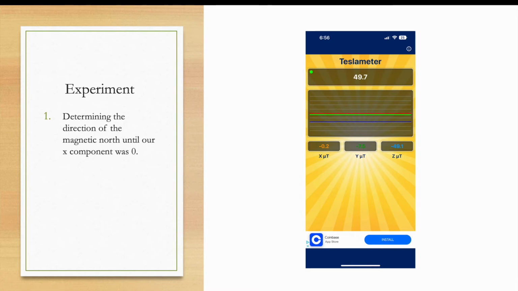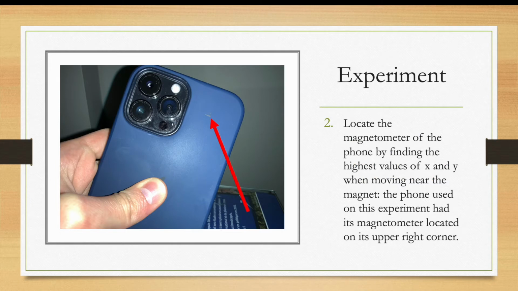For our experiment, we downloaded an app called Teslameter, and we determined the direction of magnetic north until our x component was 0. You can see this is the closest I could get it to 0, and this was important for offsetting Earth's magnetic field. Then I located the magnetometer of my phone by moving it next to a ruler on the x and y axis and looking at the highest points of the x and y axis magnetic field. I determined that my phone's magnetometer was in this corner.